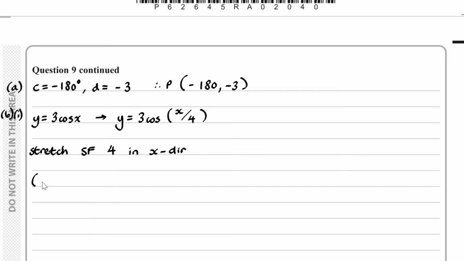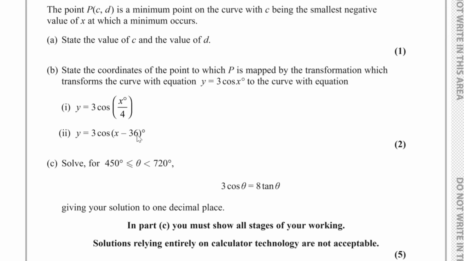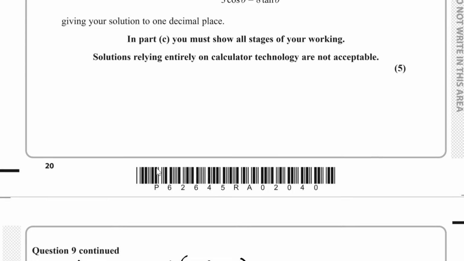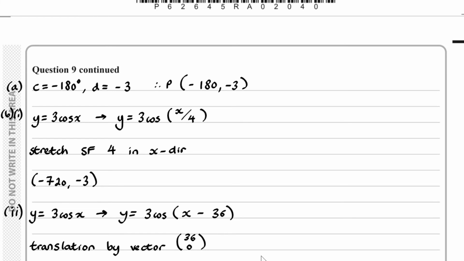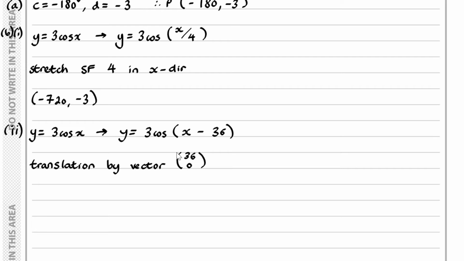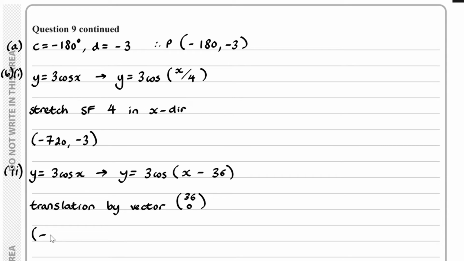So therefore we're going to have minus 720, minus 3. And then for the next part, we've got y equals 3 times the cosine of x minus 36. So we're going from y equals 3 cos x to y equals 3 times the cosine of x minus 36. And what you'd see over here is we have a translation by vector 36, 0. And therefore we add on 36 to this x coordinate here, so the new point would be minus 144, minus 3.